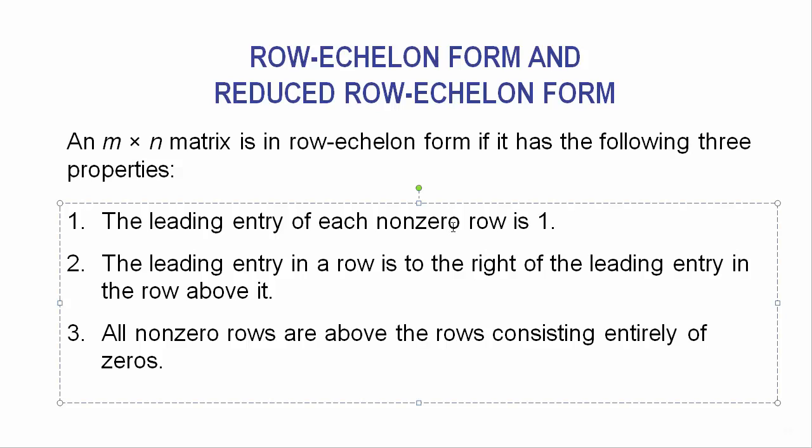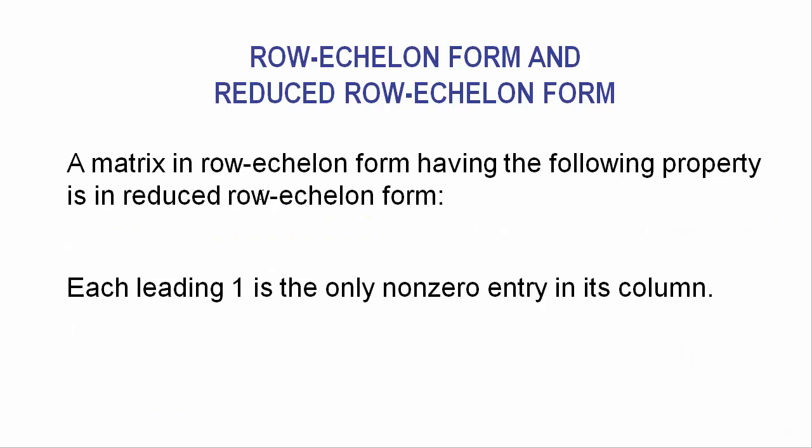And then all non-zero rows are above rows consisting entirely of zeros. That just means if you had any rows where everything canceled out and you had all zeros, you always put that on the bottom of your matrix. Okay, if we want to be in reduced row echelon form, then in addition to all of those previous things, we also have to have each leading one be the only non-zero entry in its column. So basically we take that triangular form and we work backwards and we get rid of the extra stuff above it. It'll make more sense when we do an example.